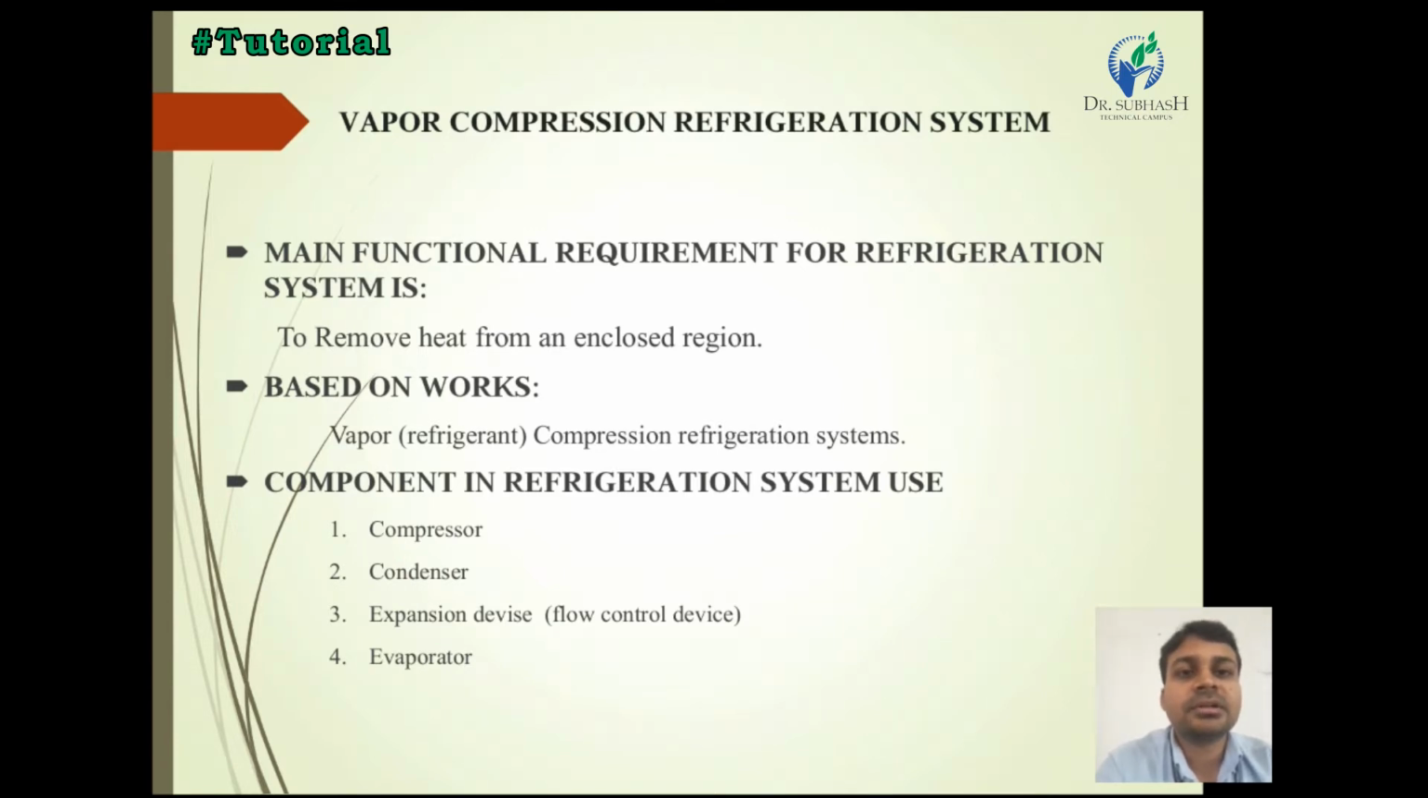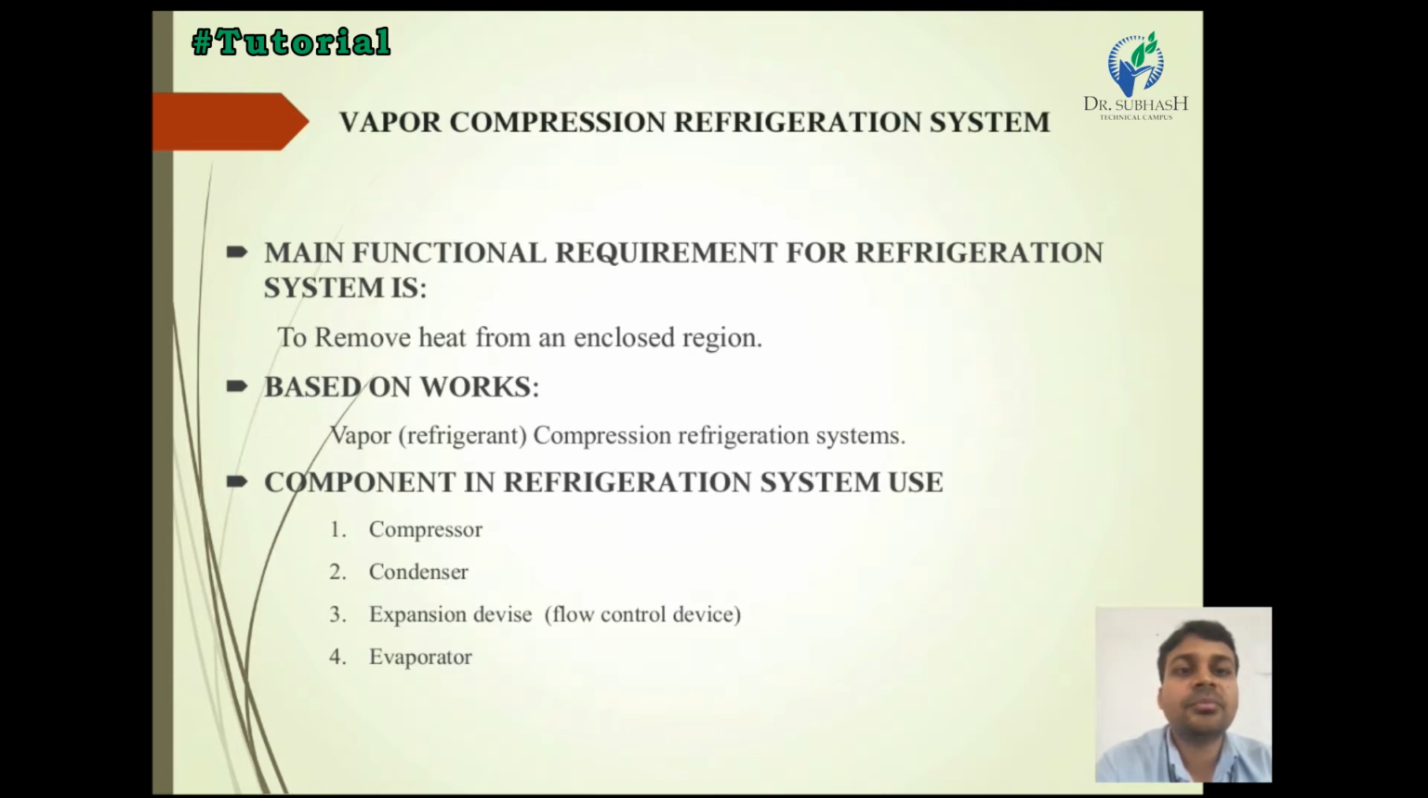Then the third is the expansion device or flow control device. There is one type, a venturi convergent-divergent nozzle, which lowers the temperature for absorbing heat from the enclosed space. Then the fourth component is the evaporator. The evaporator is the heat absorbing element. It is one type of heat exchanger. Very low temperature occurs when the vapor compression refrigeration system works, and heat is absorbed from the closed space, giving the cooled-down temperature inside the enclosed space.